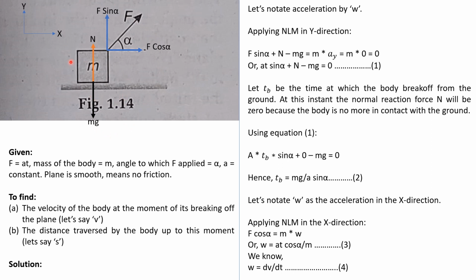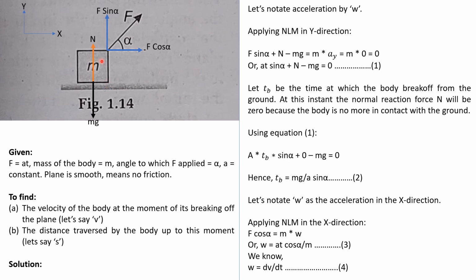Here all forces have been shown on the body. One is the gravitational pull mg, N is the reaction force from the plane on the body, and F is the force. We have taken the component in the horizontal direction of this force as F cos alpha, and this will be F sin alpha. For our convenience, we have taken the y-axis vertical and the x-axis in the horizontal direction. And let us denote acceleration by w in the x direction.